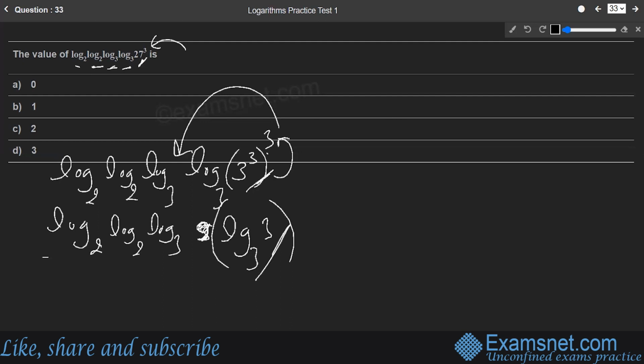Now you will be left with log base 2, log base 2, log base 3 of 9. Now this 9 can again be manipulated: log base 2, log base 2, and this 9 can be written as 3 square.